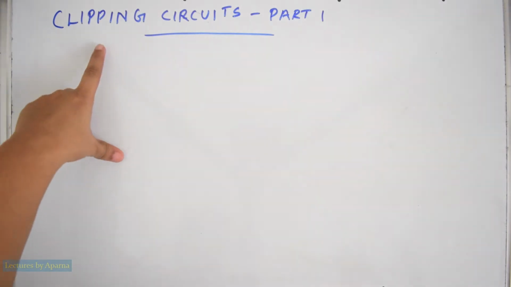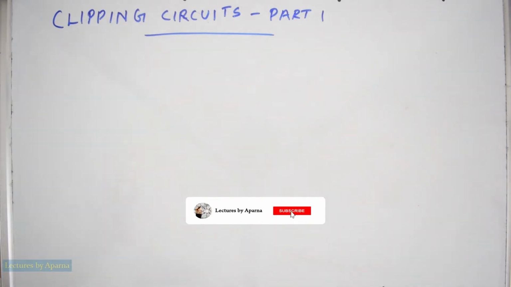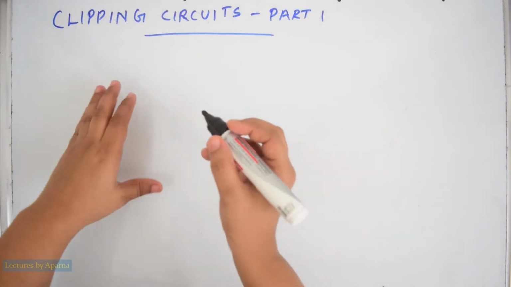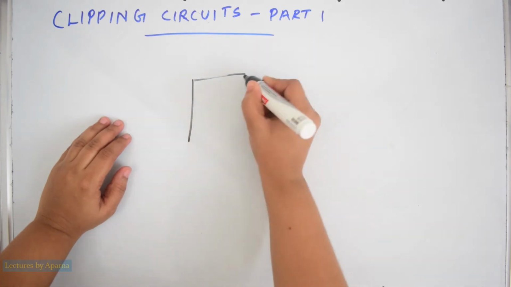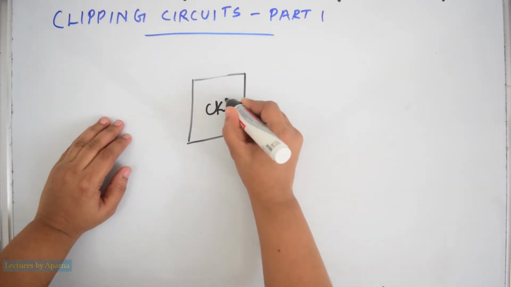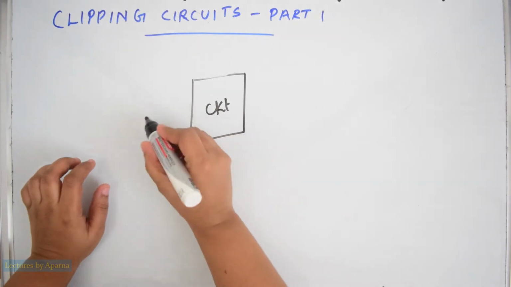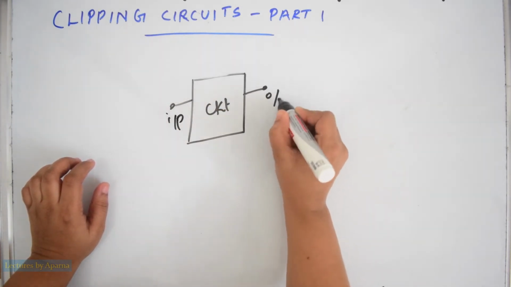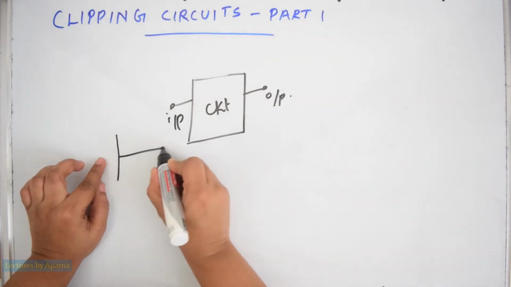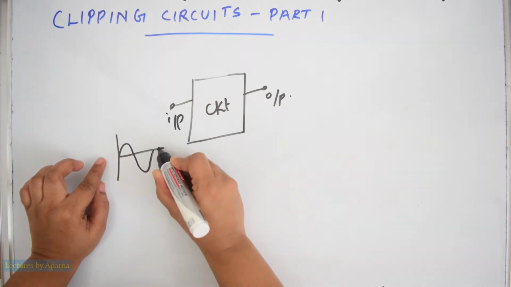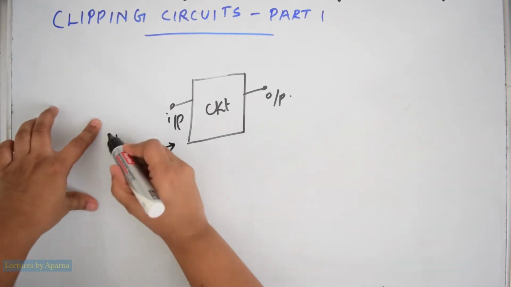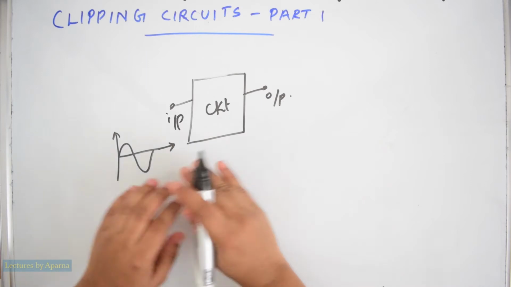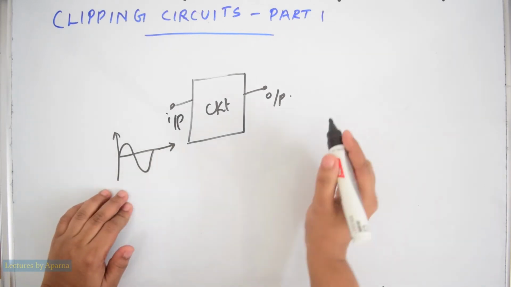So today let's discuss clipping circuits. What are clipping circuits? What is the function of a clipping circuit? Suppose we have a circuit, an input is coming in, and we will get an output from it. The input wave will be a wave like this. This is the clipping circuit. What does this do to this input wave?